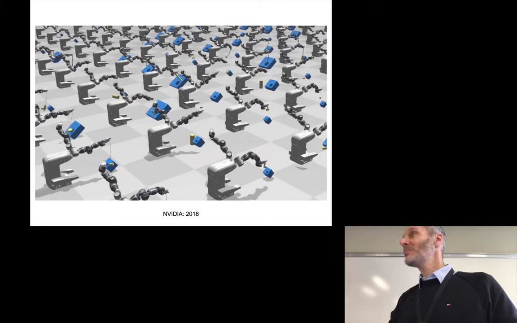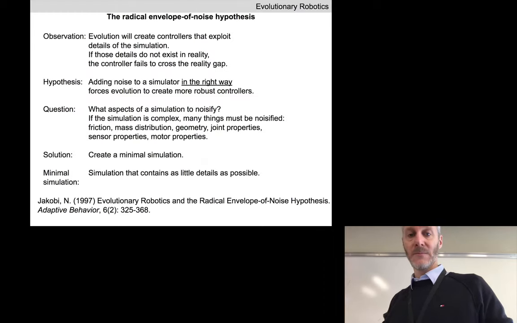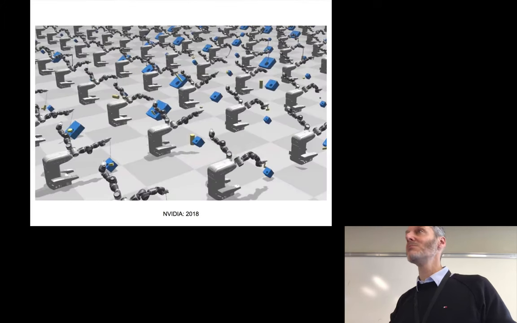That may or may not be a good assumption to make, given the robot and the task and the simulation and the training algorithm and so on. So obviously this raises the question of which aspects of the simulation are we going to noisify? And the more complex the simulation becomes, there are more things that could be noisified. If we noisify too much, there's nothing for evolution to exploit, right? It's too difficult a task.